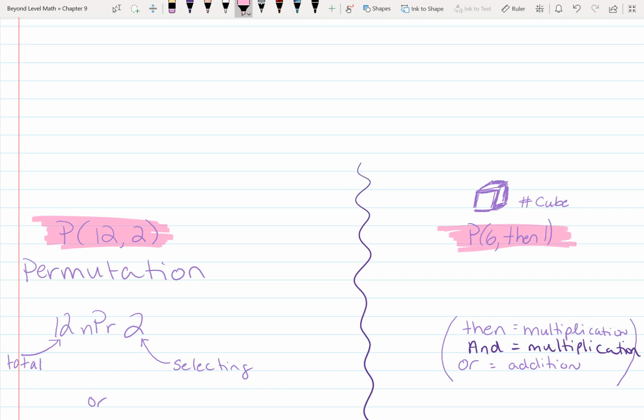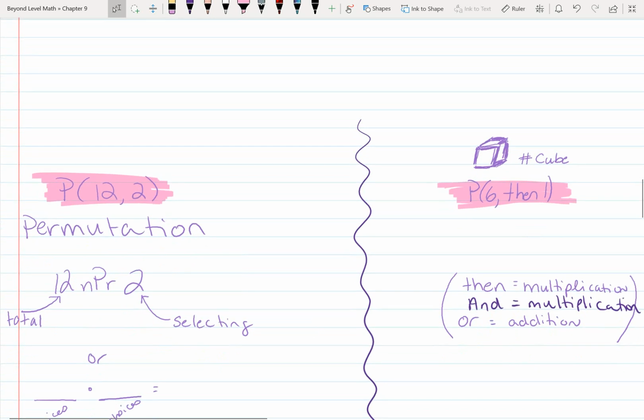So 12 nPr 2. This is telling you the order to put the numbers. The first number is going to go before your nPr button. The second number is going to go after. So your total is 12 and you're selecting 2. Or, 12, choose 2 is what I usually say.